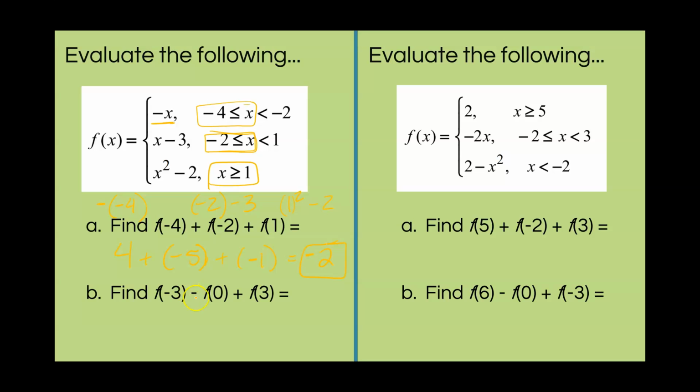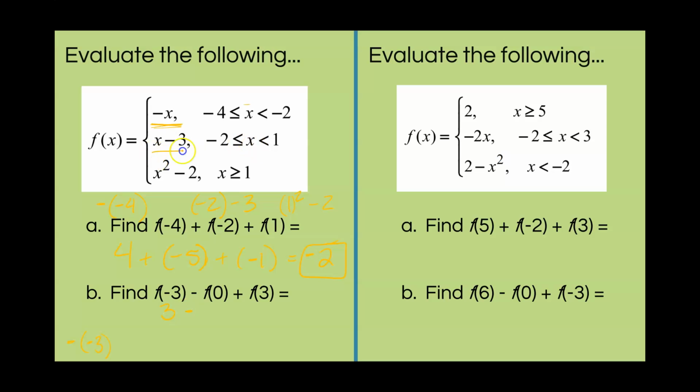Now sometimes you can subtract, which is in B. So now we're going to find each one of these. So f of negative 3. Let's erase all this. So negative 3 is greater than negative 4 and less than negative 2. So we're going to plug that into the first equation. So we're going to say negative 3, which is going to give me a positive 3, minus 0. Where does 0 fit?